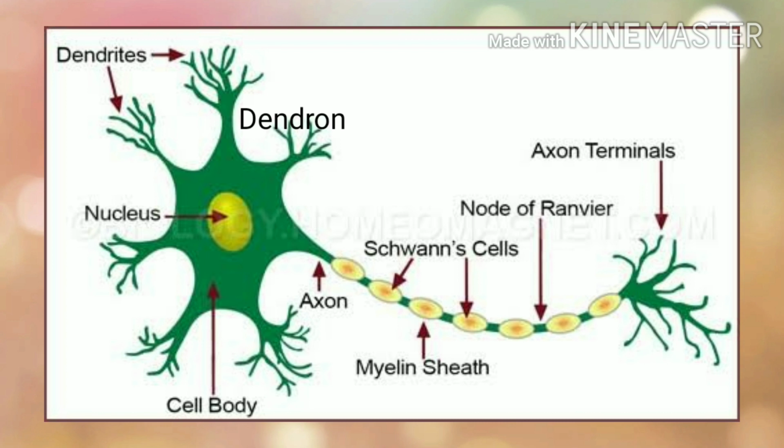One dendron has many branches at the tip. Those branches are called dendrites.